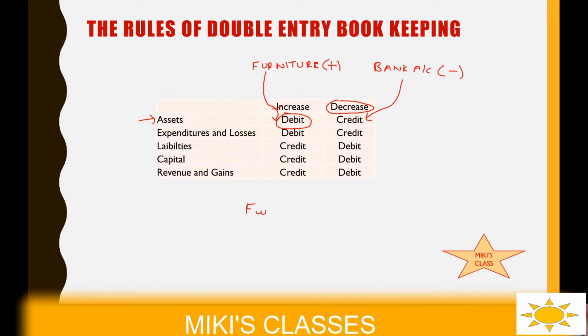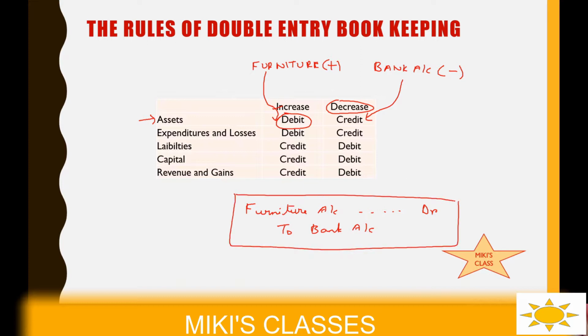So furniture account, debit, to, you remember that? To means credited. To bank account. This will be the journal entry. I know I have not written the amounts here. But how the amounts need to be written is you write the amount for the furniture, for the debit entry, somewhere around here, and for the credit a little more towards the right hand side.